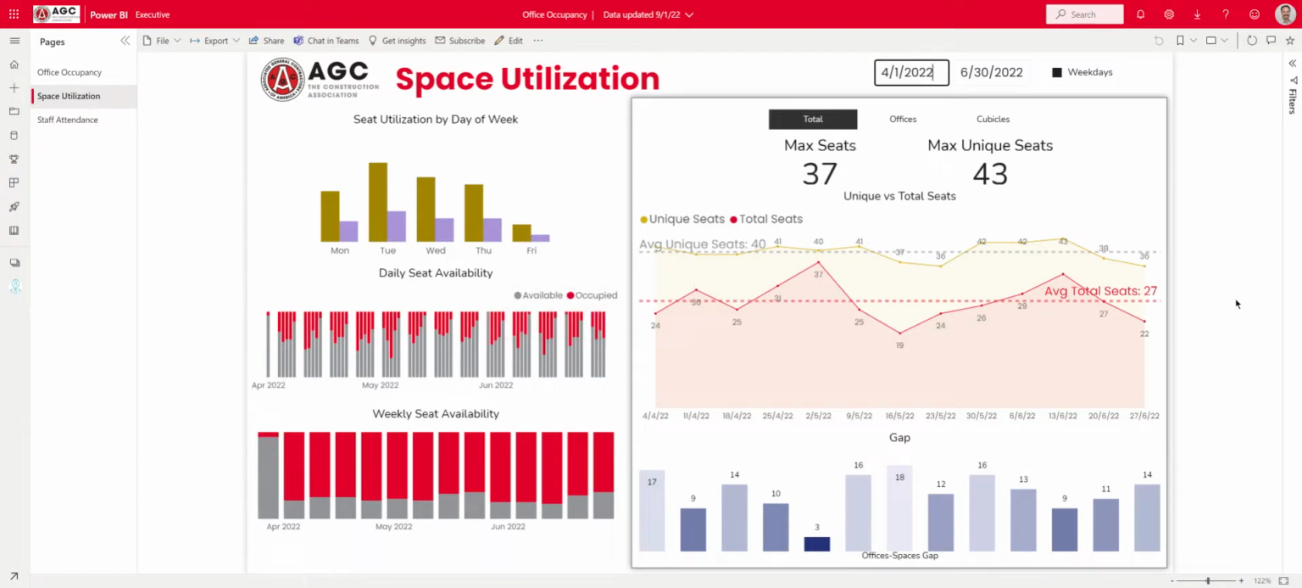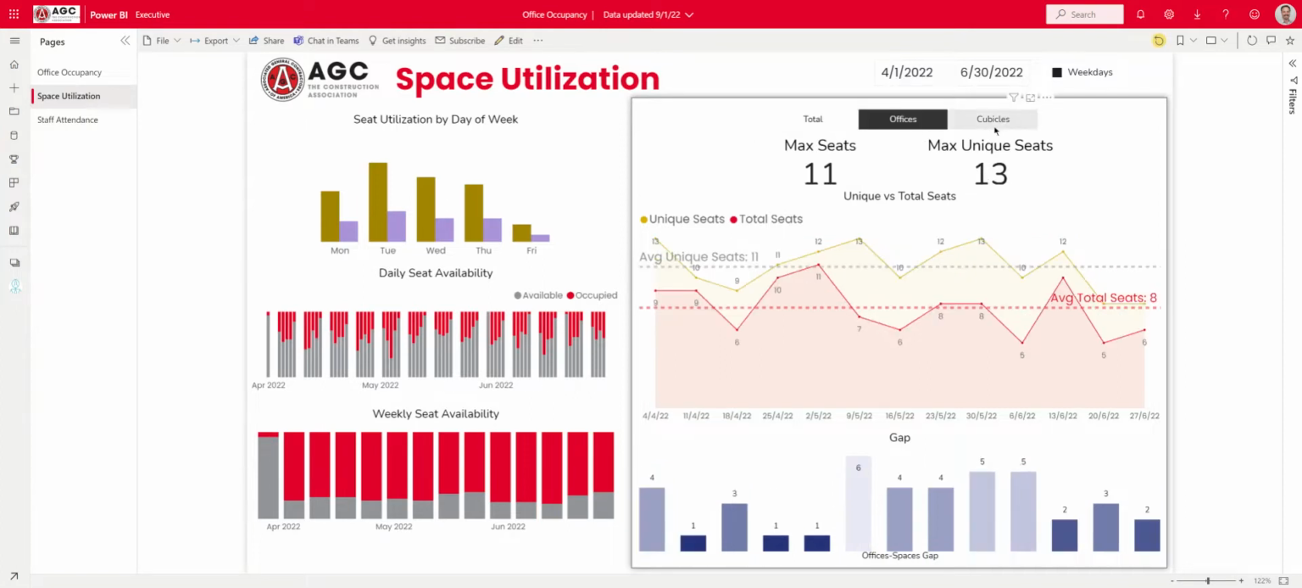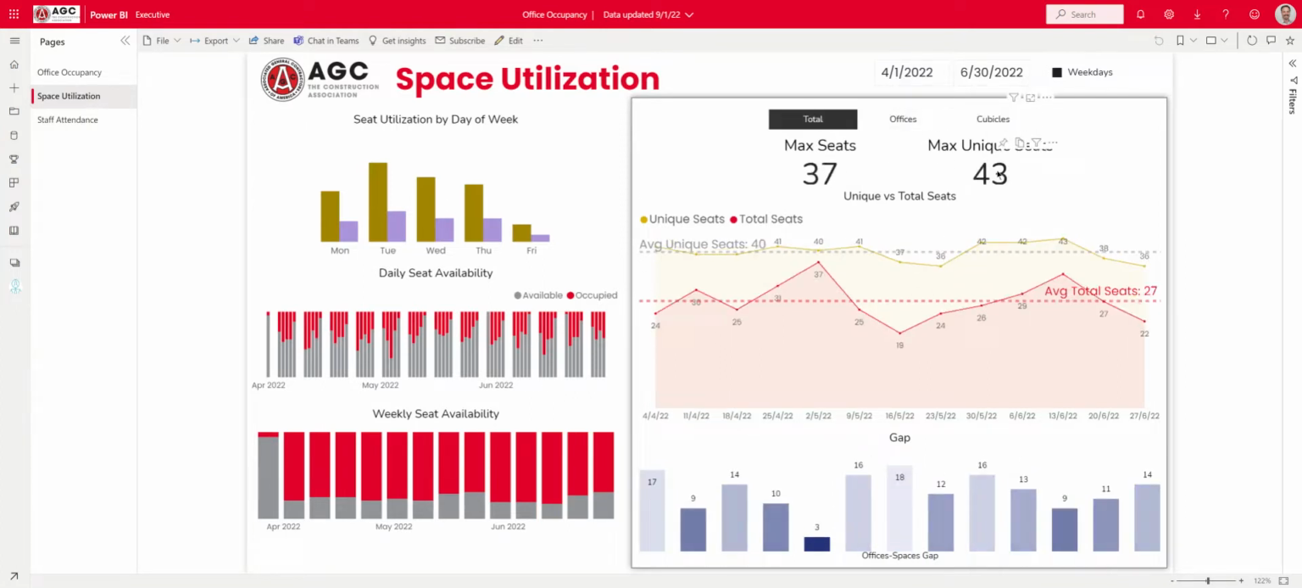Now, this diagram is similar, but it allows us to see offices and cubicles either separately or combined. And when we talk about unique seats and total seats, we consider unique seats to be like named seats. For example, if we have 2 people going to the office and they have different cubicles, if one of them goes on a Monday and another one on a Wednesday, and that's it, we have 2 unique seats occupied, but the total number of seats that we needed that week is only 1.